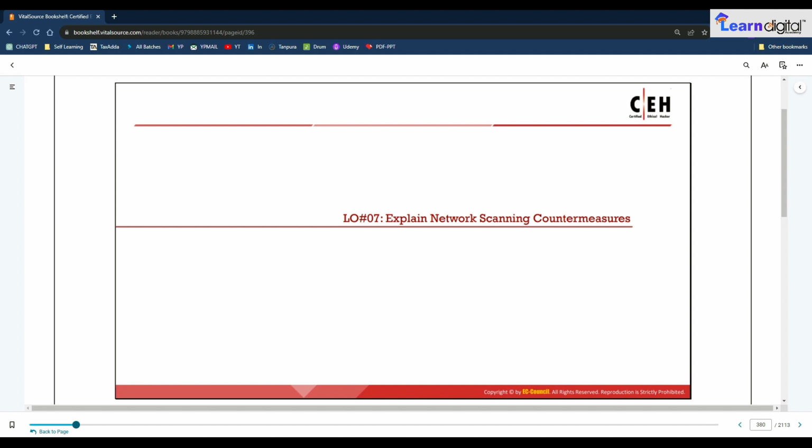Basically in this session, we just had an overview of this particular network scanning module, which we will have a look into in the lab demonstration. So let's start our demonstration. Enjoy.